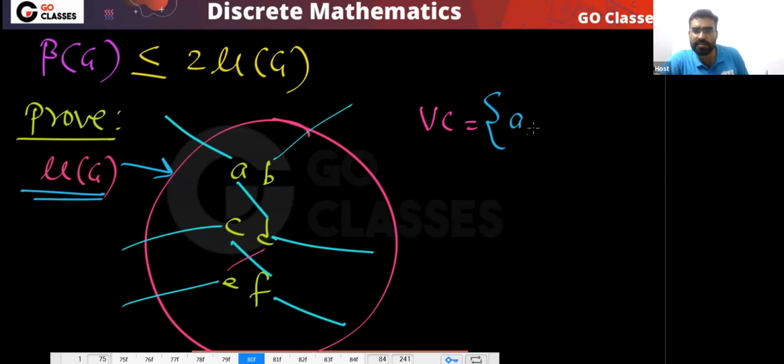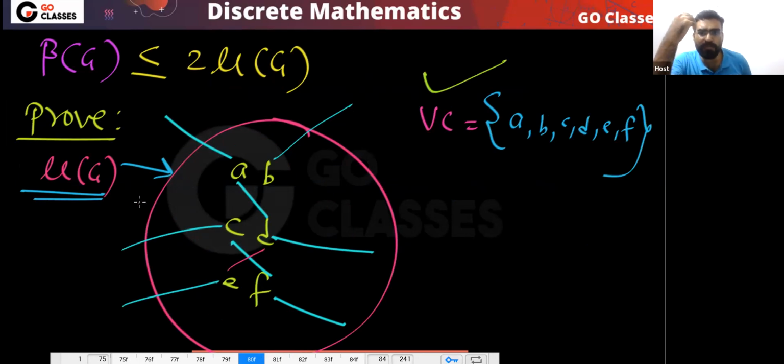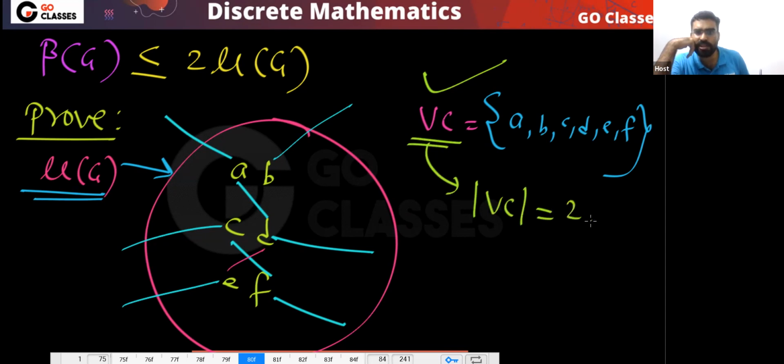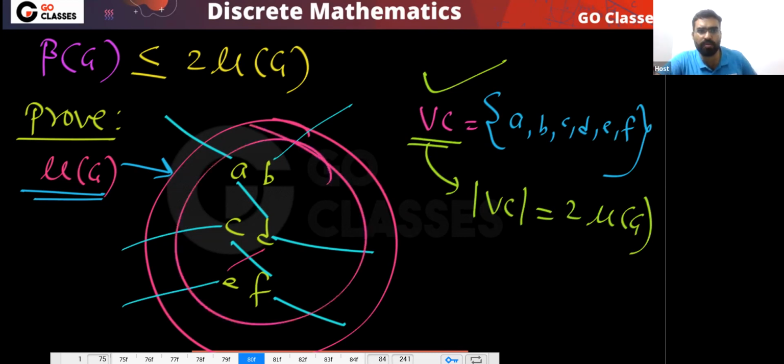If I take all these vertices A, B, C, D, E, F, then I will definitely get a vertex cover. If this is a vertex cover, then what is the size of this vertex cover? Please tell me. The size of this vertex cover is 2 mu of G. That is 2 mu. Yes or no? 2 into mu, because this is the size of matching, means mu, the size of the maximum matching.